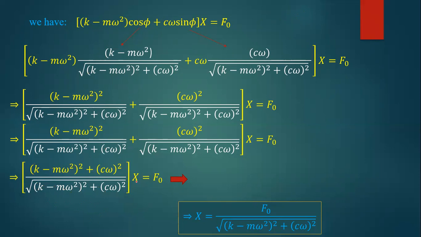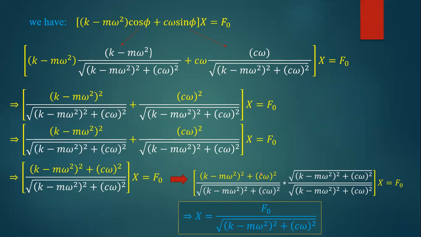So then what we can do is multiply the denominator by the same term. This gives us (k minus m omega squared) whole squared plus (c omega) squared. So we can cancel these terms, and we are left with only the term under the radical. Finally, what we can get is x is equal to F naught over the radical of (k minus m omega squared) whole squared plus (c omega) whole squared. This is the solution for the steady state amplitude for damped vibration.